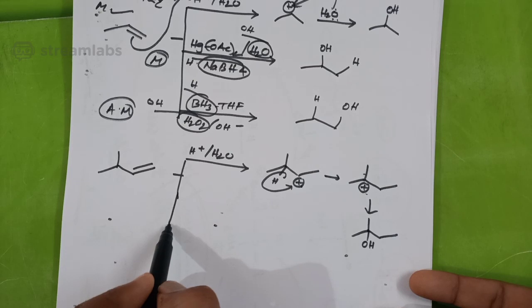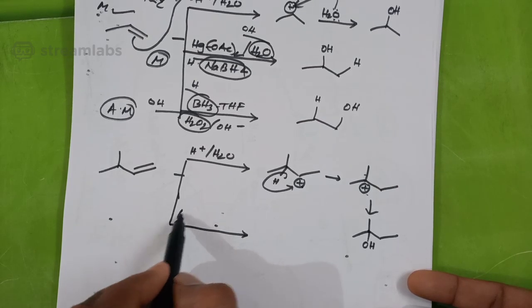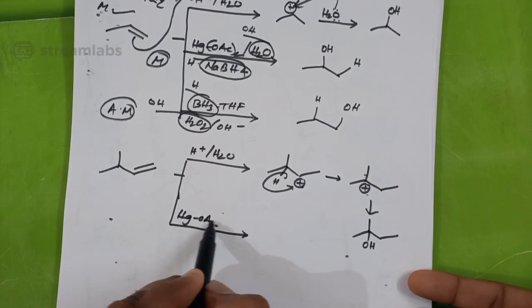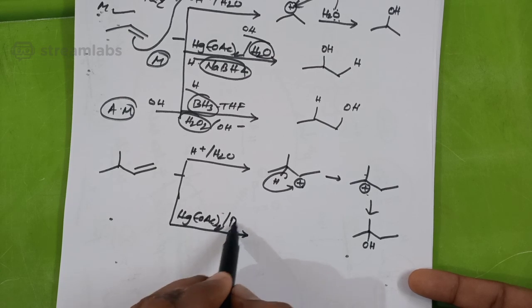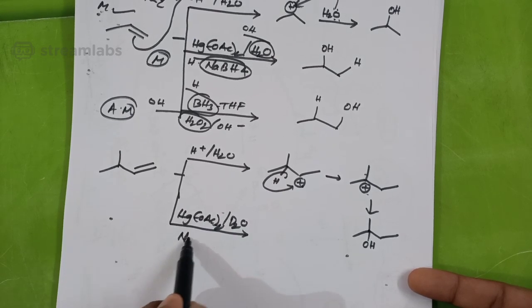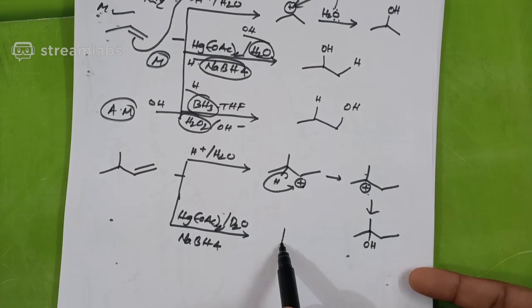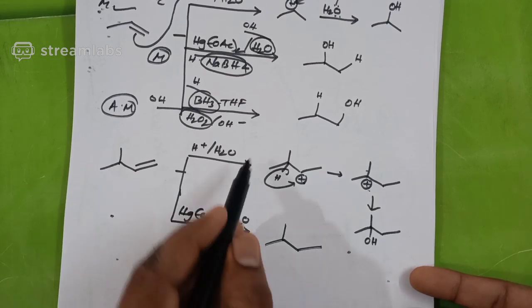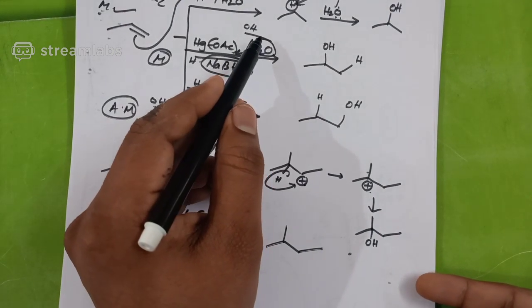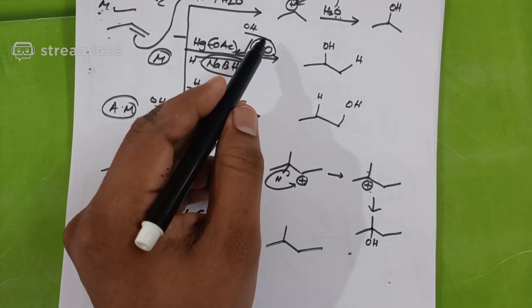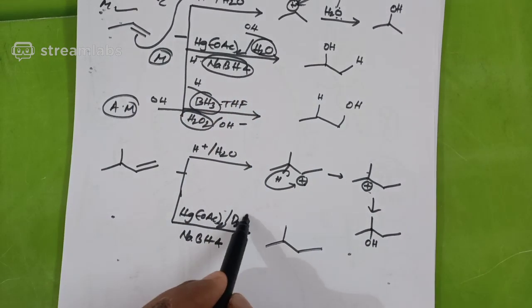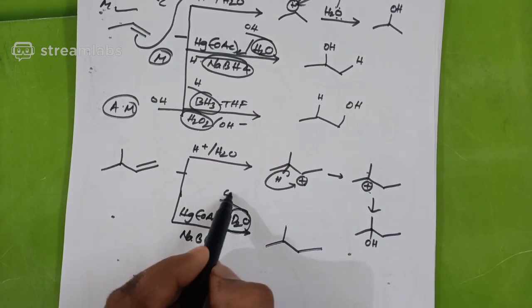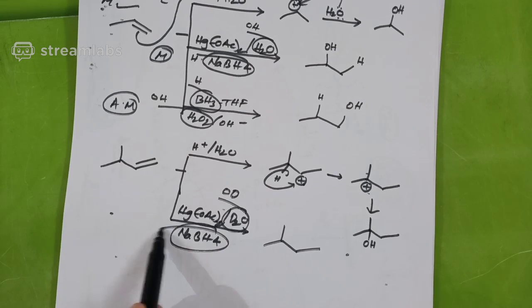Okay, and if I go for the second one, mercury acetate with D2O, let's assume, and NaBH4. I said it follows Markovnikov's rule. So the compound is the same, with OH here and H here. But I said OH comes from H2O. So here D2O is there. That means what will we get? OD. And H from NaBH4.